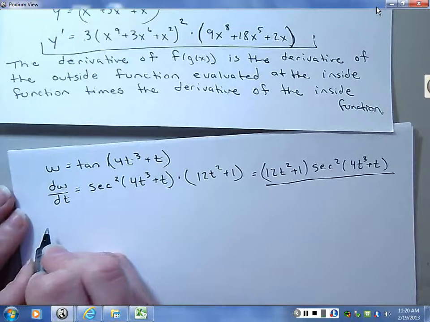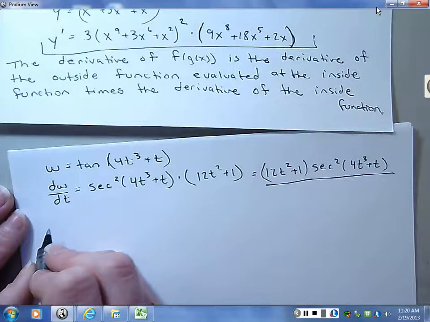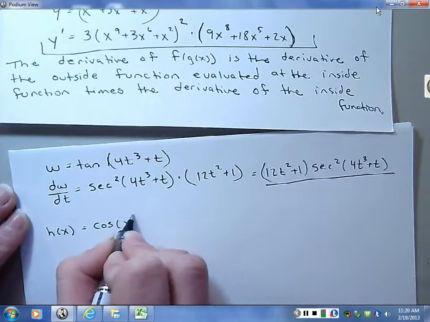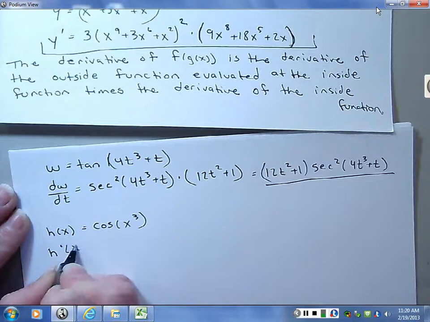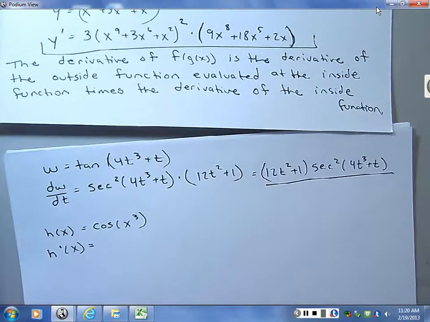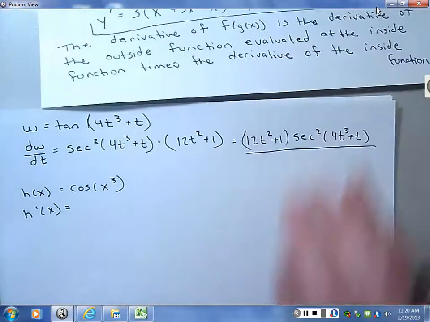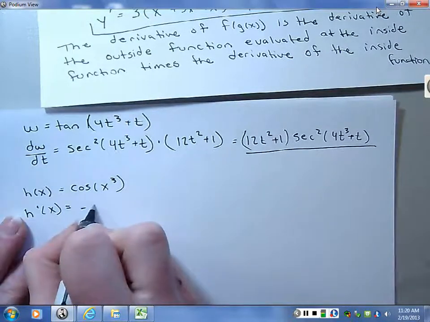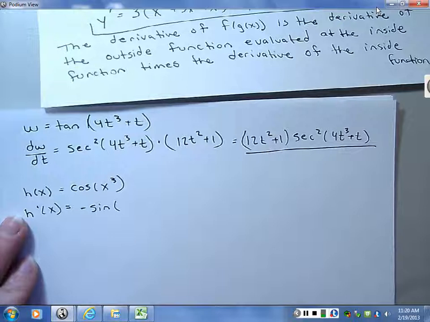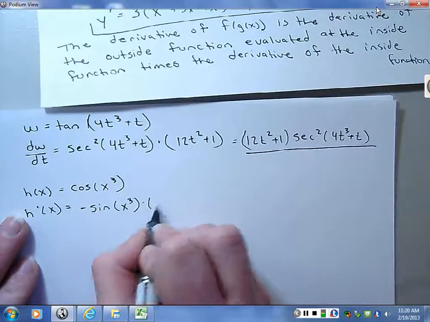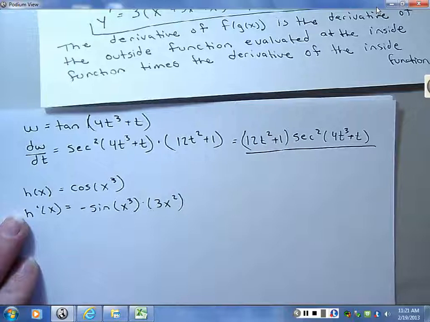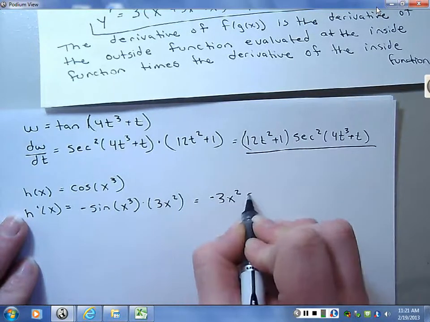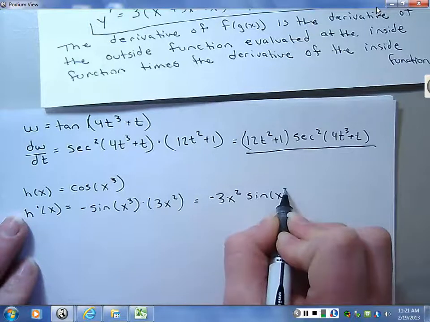Let's try h of x equals cosine of x cubed. So what's h prime of x? Very good. So I have negative sine x cubed, times 3x squared. Generally, we would like to write this as minus 3x squared sine of x cubed.